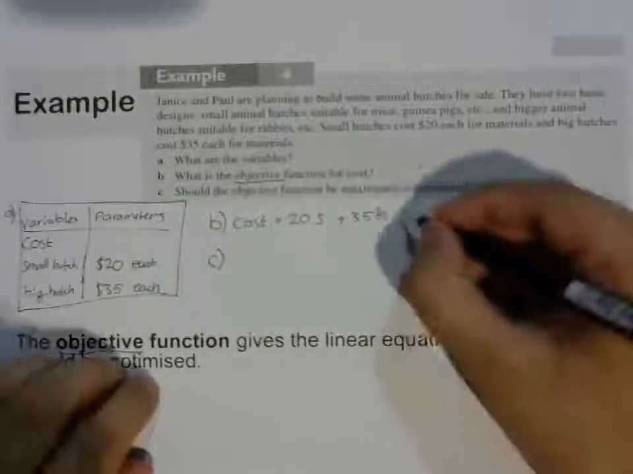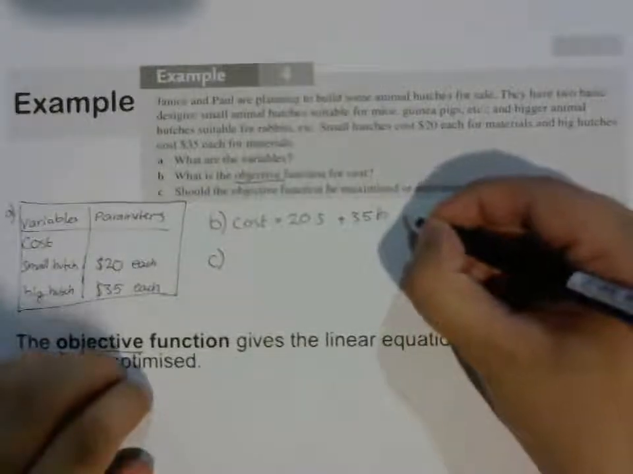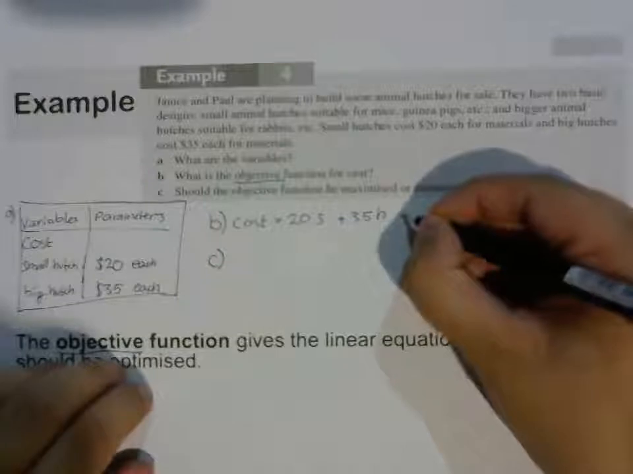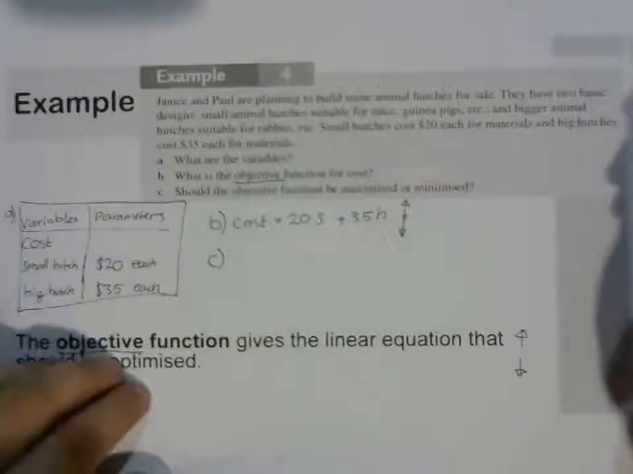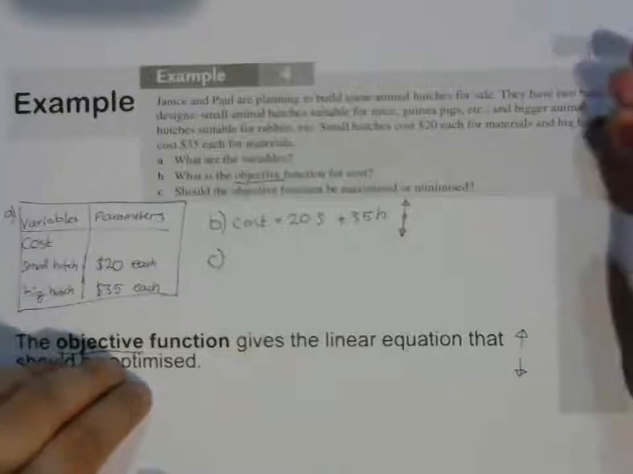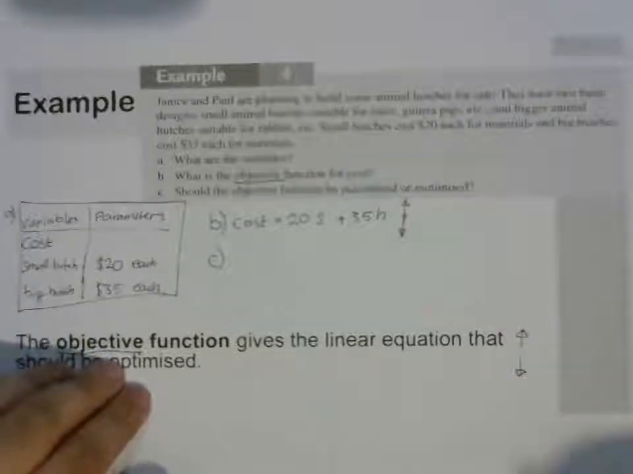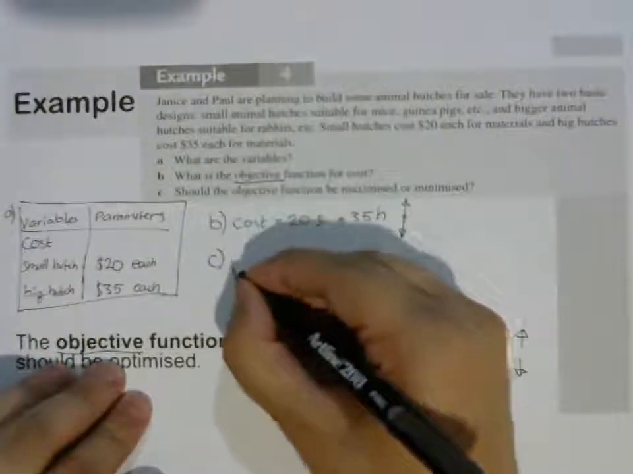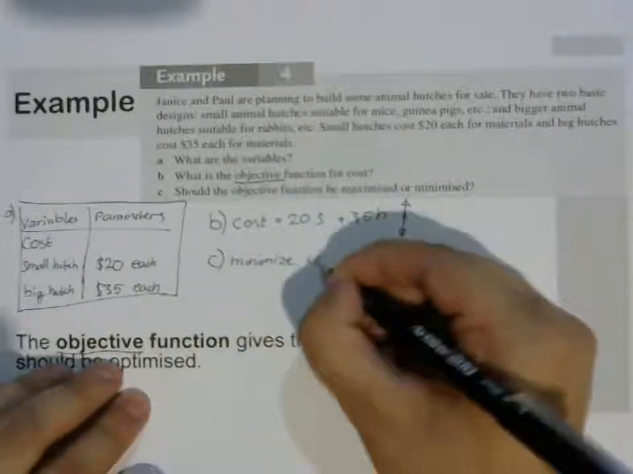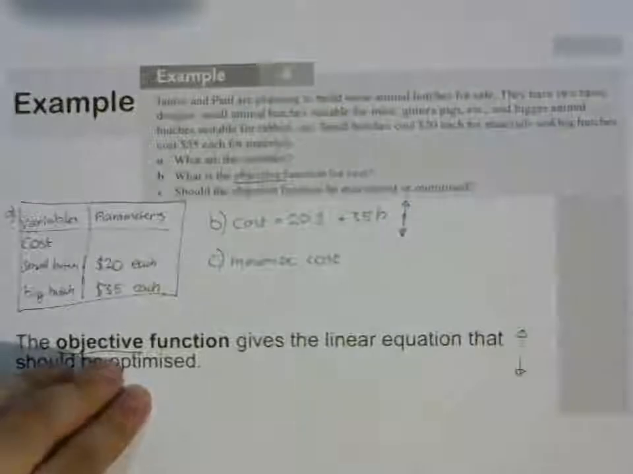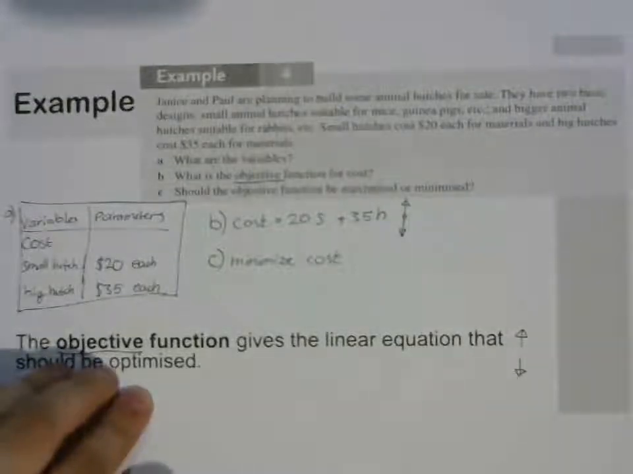Now, do we want to maximize cost or minimize it? Do we want to make it larger, maximize, or smaller, minimize? Well, it's a cost. We want to keep costs down, so we want to minimize the cost. And that's it.